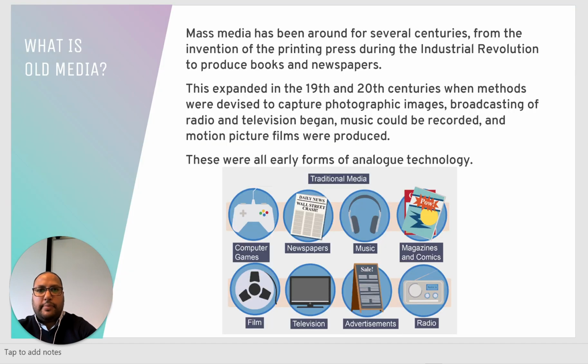Mass media has been around for several centuries, from the invention of the printing press during the Industrial Revolution to produce books and newspapers. This expanded in the 19th and 20th centuries when methods were devised to capture photographic images. Broadcasting of radio and television began, music could be recorded, and motion picture films were produced. These were all early forms of analog technology.